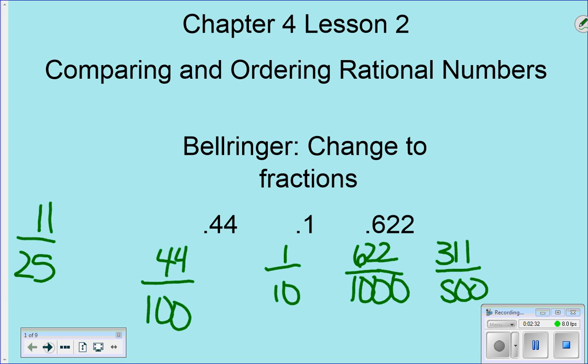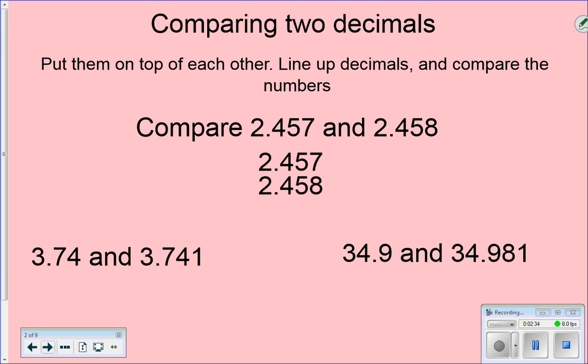Okay. All right, so the first thing we're going to talk about is comparing decimals, figuring out which one's bigger and which one's smaller. Now, there's a lot of misconceptions about decimals. One misconception is, well, if it has more numbers behind the decimal, it's obviously the bigger decimal. Not true, right? We have to look at the numbers inside of that decimal to figure out which one's bigger.